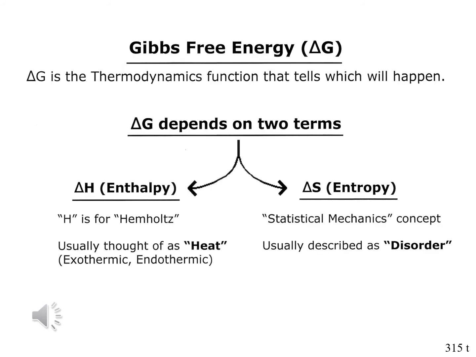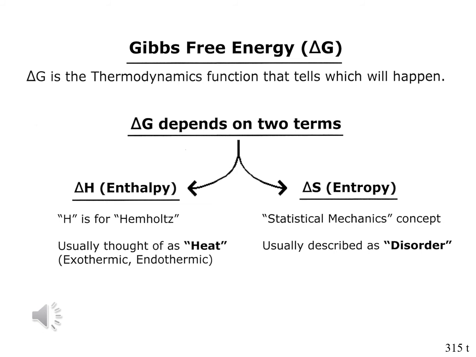The thing that Gibbs and Helmholtz are given credit for is discovering that delta G actually depends on two other terms. One of them is delta H, which is enthalpy you studied in 131. This is the heat of a chemical reaction. H actually stands for Helmholtz, but everybody thinks of it as heat because who remembers Helmholtz? Anyway, this is exo and endothermic, and that's part of the delta G.